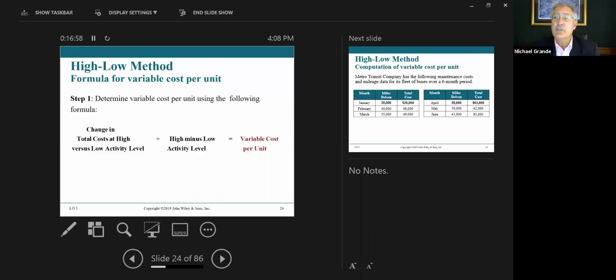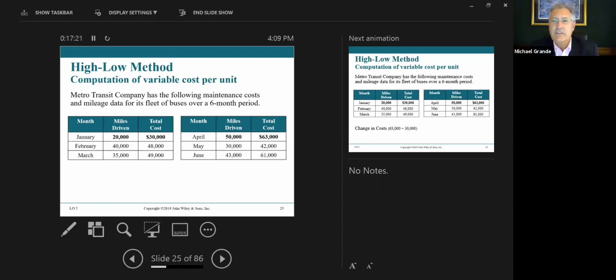So the first thing we want to do in applying the high-low method is to determine the variable cost per unit using the following formula: change in costs at the high level versus the low level divided by the change in the activity level. Let's see an example. Metro Transit Company has the following maintenance cost and mileage data for its fleet of buses over a 6-month period. So we see January, February, March, April, May, and June. And they have given us the activity levels for each month and the related costs.